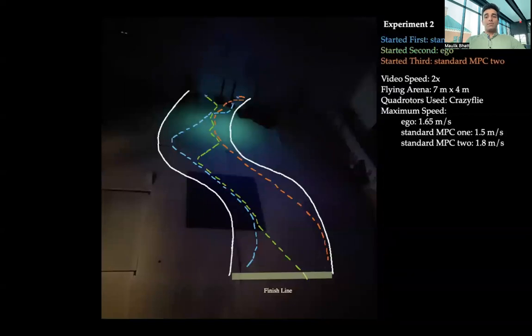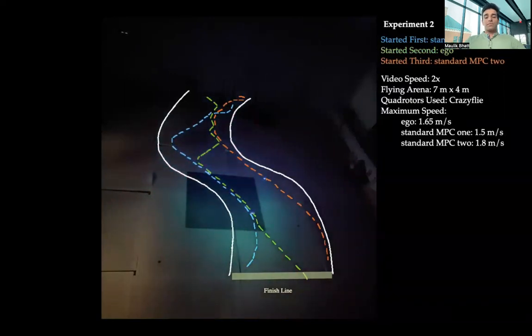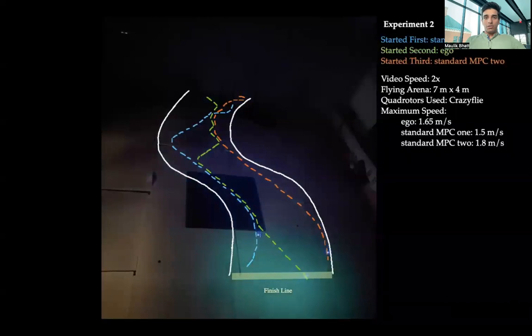So in the second experiment, as you can see, our agent started second, and it was still able to overtake the other agents and then again generate blocking behaviors and then win the race ultimately. So even in our hardware experiments, we observed that our algorithm was very superior and was winning the race most of the time.